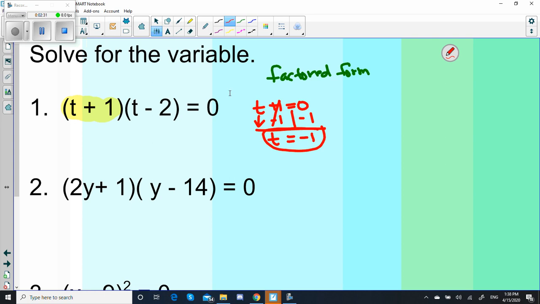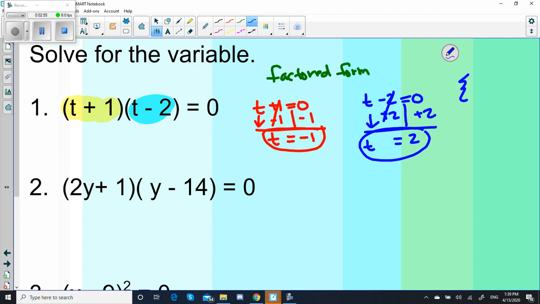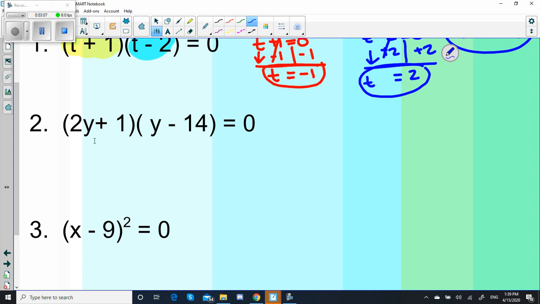There's another answer. So I have to take the other parenthesis, t minus 2, and do the exact same thing. So t minus 2 equals 0. So I'm going to make my t and add 2 on both sides. The t drops down. The 2's cancel. Equals drops, and 2 is the other answer. So the solution set is negative 1, comma 2. There's two answers. And I know that there's two answers because there's two different parentheses, or two t's in the problem.